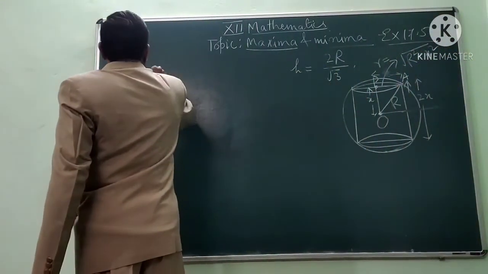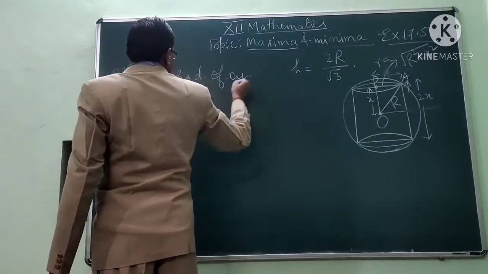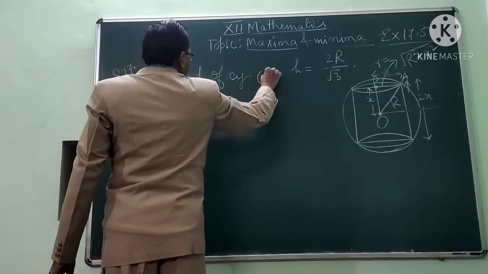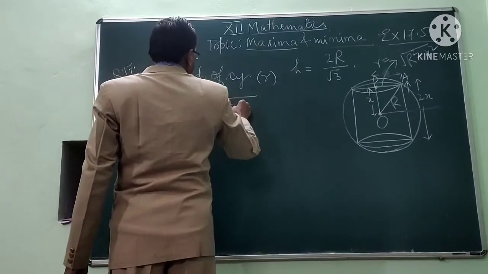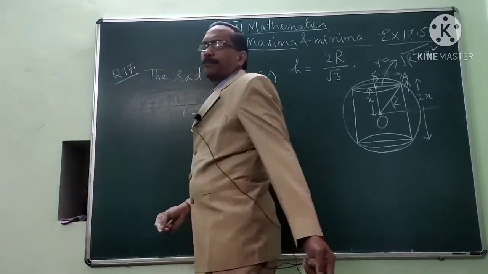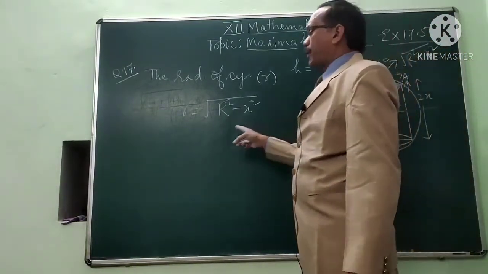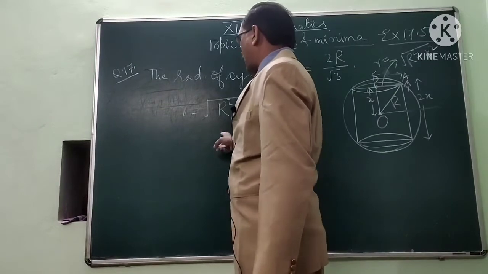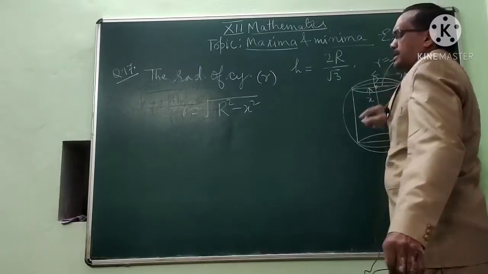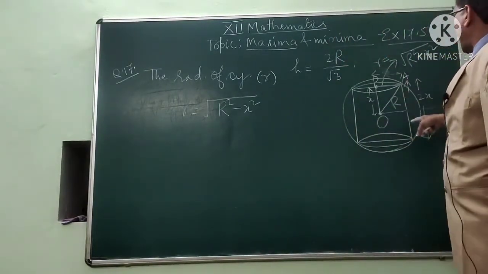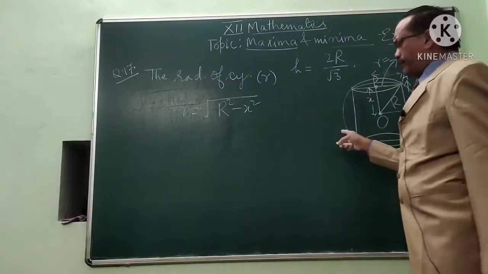The radius of the cylinder, let it be small r. So small r equals under root of capital R square minus x square. Student, since in the formula of volume, radius comes with the square, that's why we are taking this part as root r square minus x square. If we take height as a variable and radius as x, then the question becomes a little bit difficult.